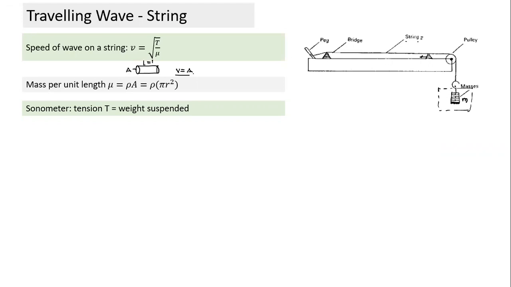The weight will become the apparent weight, that is weight minus the force of buoyancy. So the tension will change. Whenever the weight is immersed, weight minus Fb will become my tension. Otherwise, tension is nothing but equal to the weight of the mass which is suspended here.